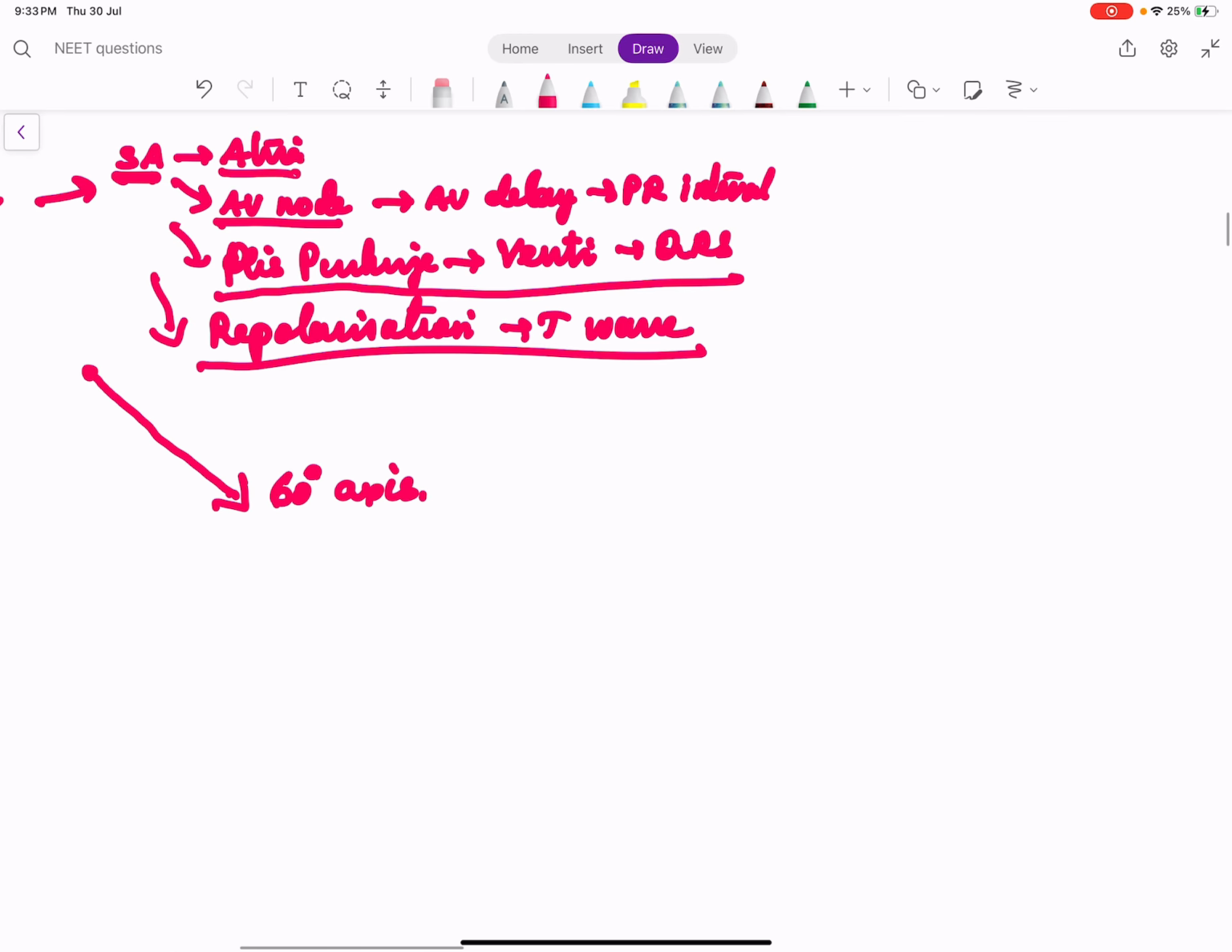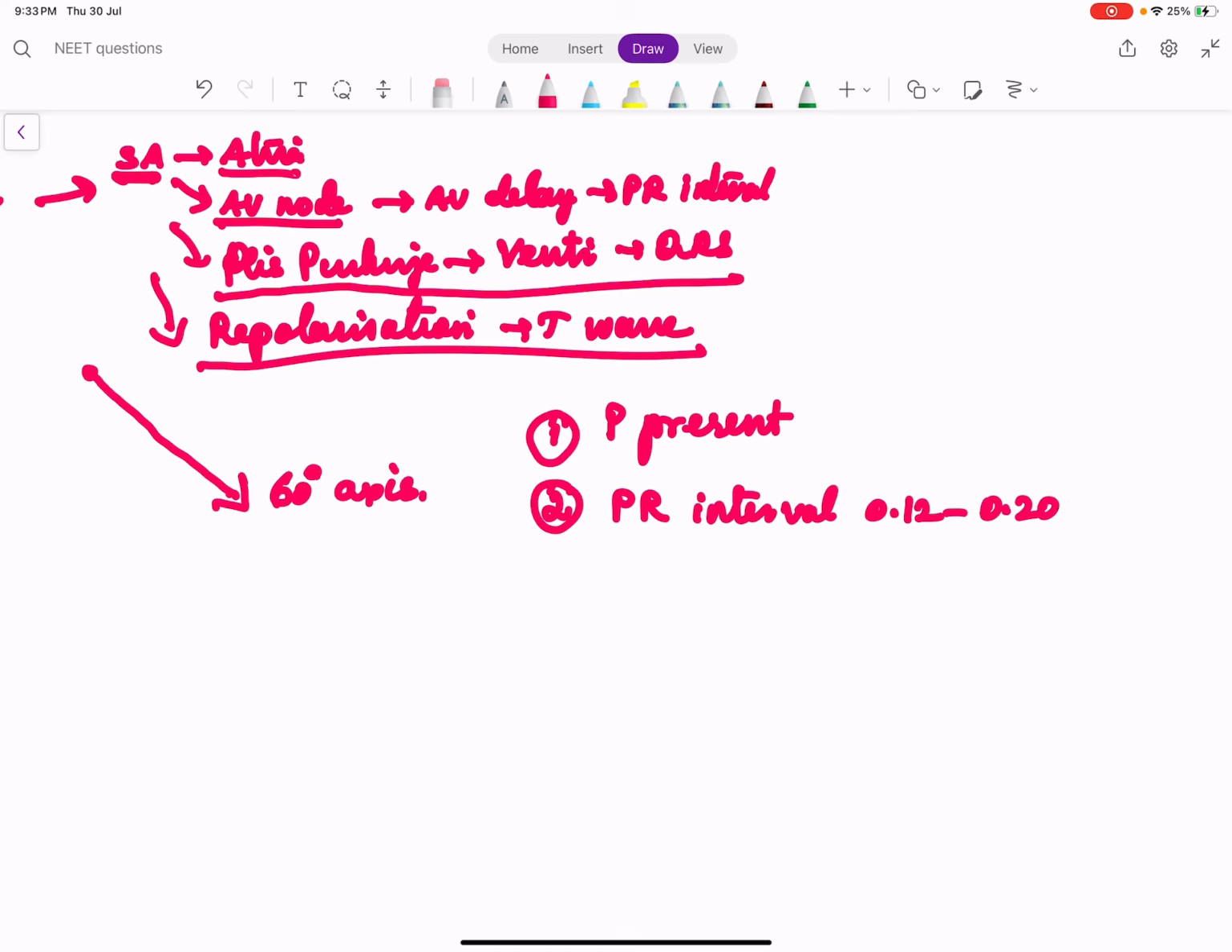So for a normal cardiac rhythm, the P wave must be present. Right? Only if a P wave is present, it is a normal rhythm. Otherwise, it is abnormal. Then the PR interval should be normal, which means there is a normal nodal delay, 0.12 to 0.2 seconds.